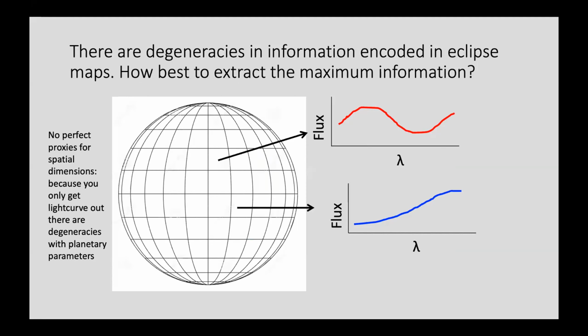But it's not super straightforward to interpret these observations. There's a lot of degeneracies in the information that you're getting out of eclipse mapping observations. And that's basically because what you're observing when you look at a secondary eclipse is flux over time as your planet goes into the eclipse. And what we want to get out from that is a spatial distribution of flux over latitude and longitude. So when you're trying to convert between those two pieces of information, there's degeneracies with things like the orbital parameters of the planet. So we wanted to look at how we can best extract the maximum information from these spectroscopic eclipse mapping observations.